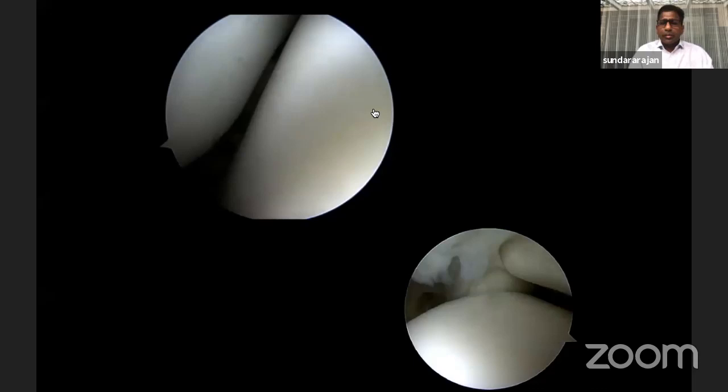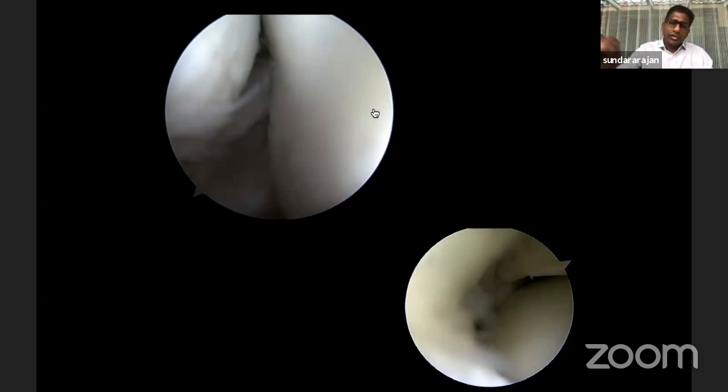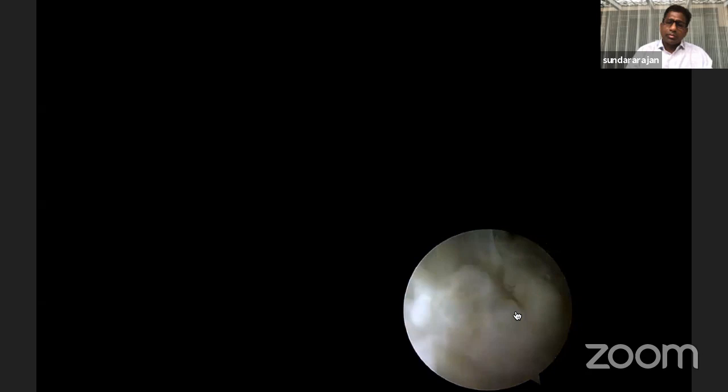And sometimes you'll be able to see, this is another video, that is the talus. What you see on the upper surface is the tibia. When you see the bone, that is the tibia, and then this is the talus. You can come down and see all around the talus up to the non-articular surface. You can go around up to the talonavicular joint if you want to do anything on the talus over there.